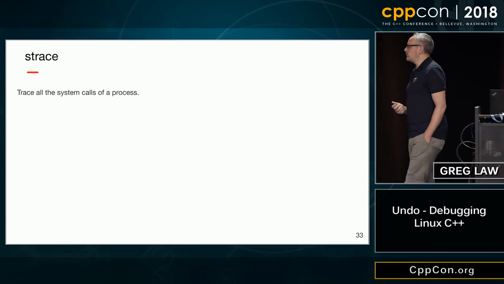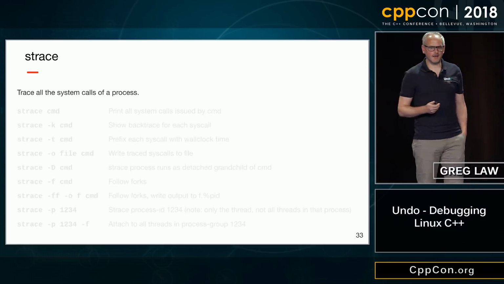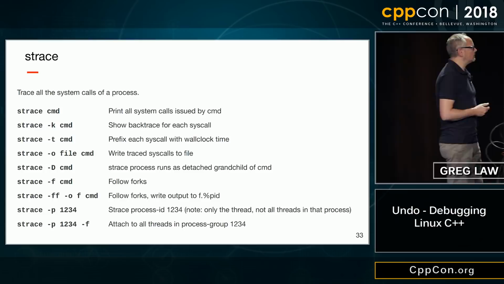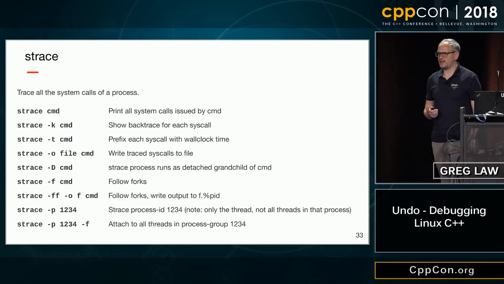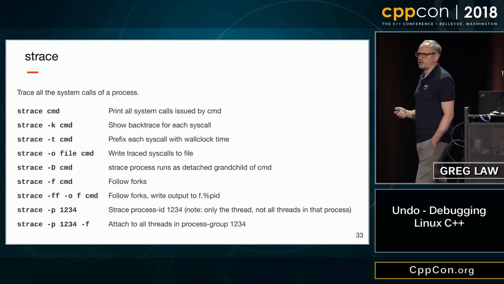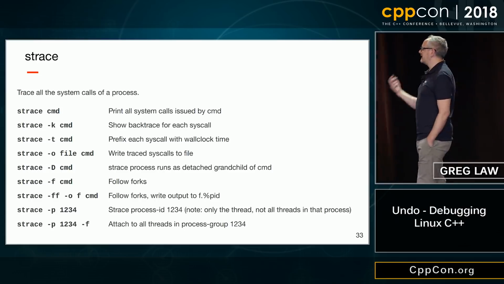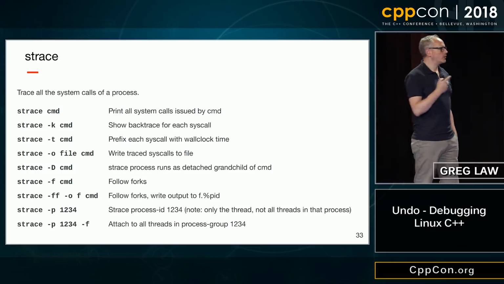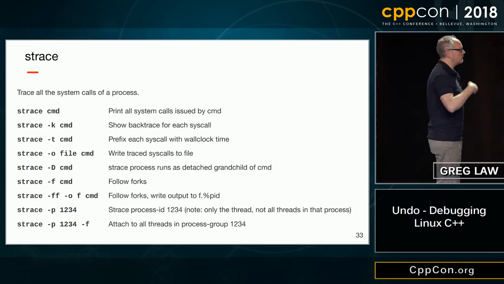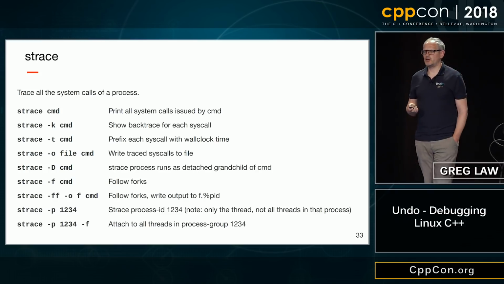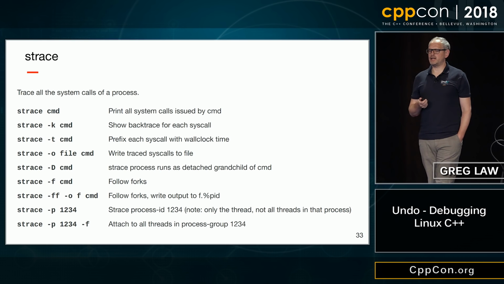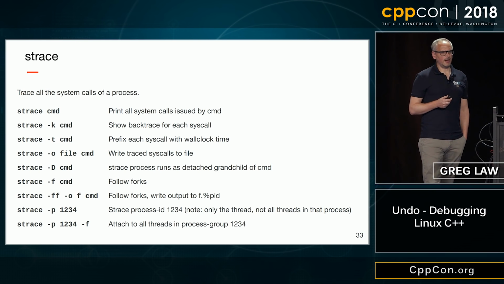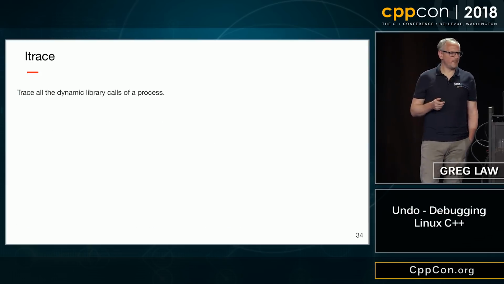Strace is probably better known than Ftrace, and you can trace all the system calls. But obviously you can do a little bit more than that. Strace is built on top of ptrace, so the process gets interrupted every time there's a signal. You can also configure ptrace to return when there's a system call, and it will output all the system calls being issued by the command. You can do all kinds of neat things. You can follow fork. You can write the output to an output file, etc.